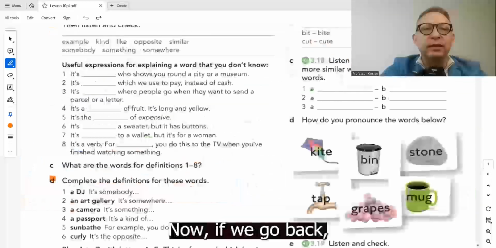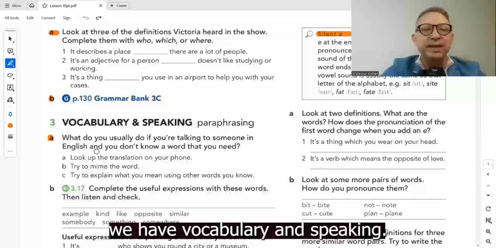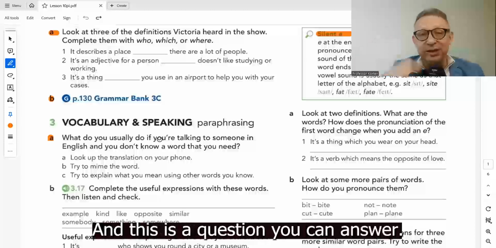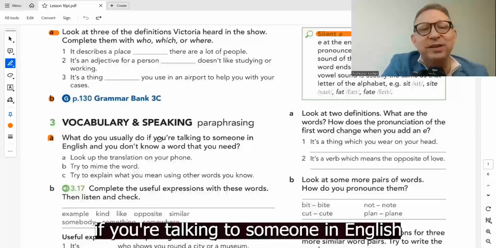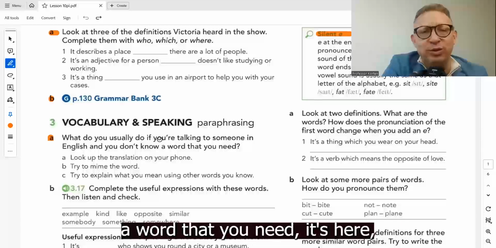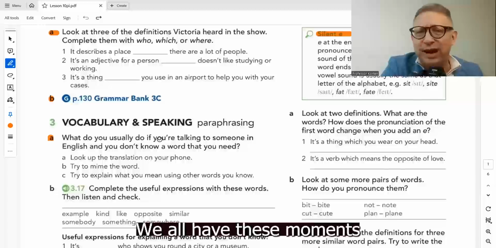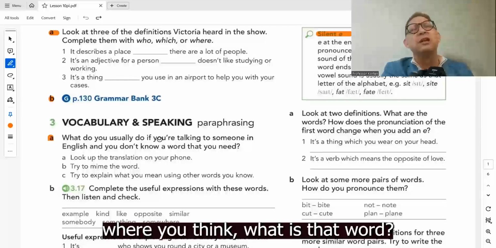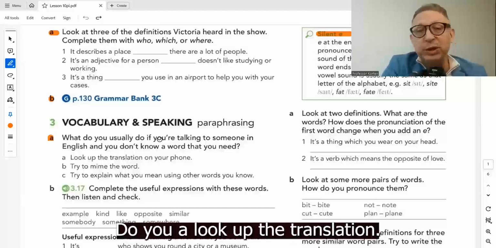All right. Now, if we go back, we have vocabulary and speaking. What do you do? And this is a question you can answer. What do you do if you're talking to someone in English and you don't know a word that you need? It's here, but you can't remember it. We all have these moments where you think, oh, what is that word? So what do you do? Do you A, look up the translation?